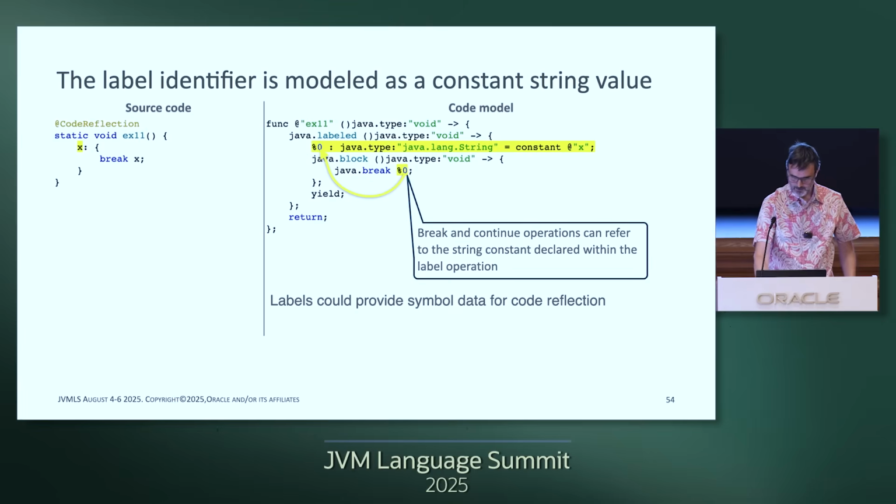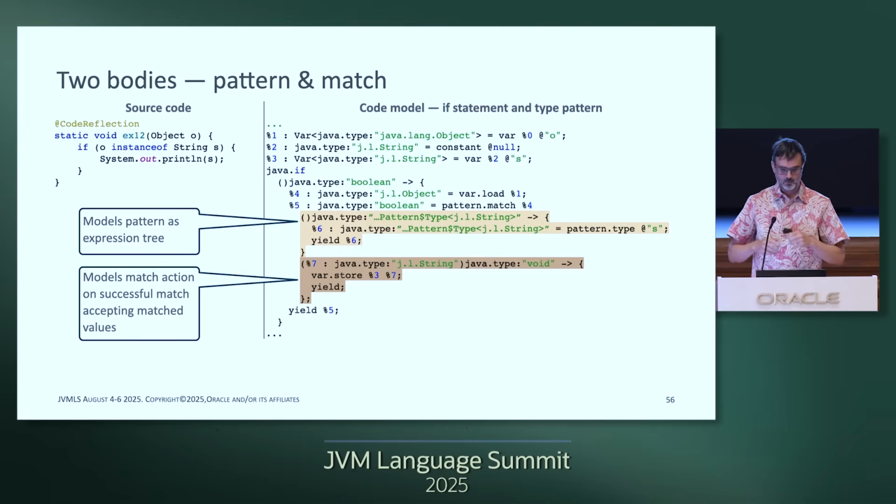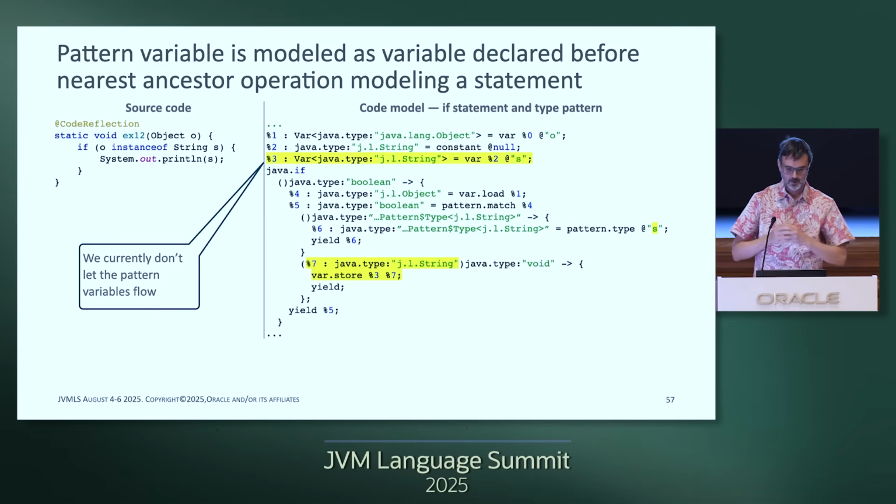Okay, I'm going to go on to one thing quickly for patterns. We can model patterns as well. So we can model an instance of string S as a match. We model this as a pattern match operation that has 2 bodies. One is the tree of the pattern, and one is the action we perform on it. And so we can specify the variable just before the nearest statement that is a variable for a pattern, and then we assign it in our match like so.